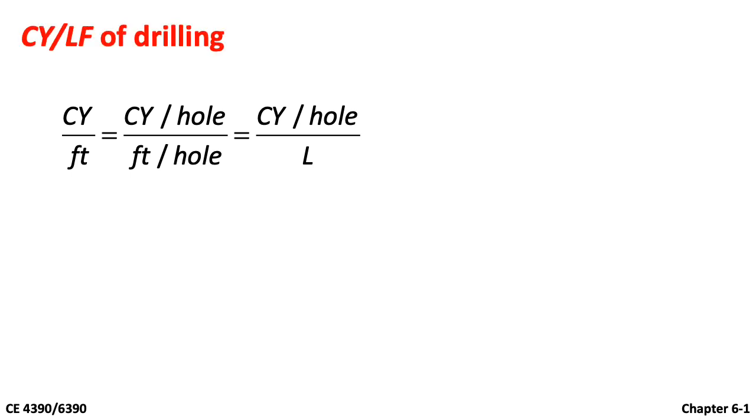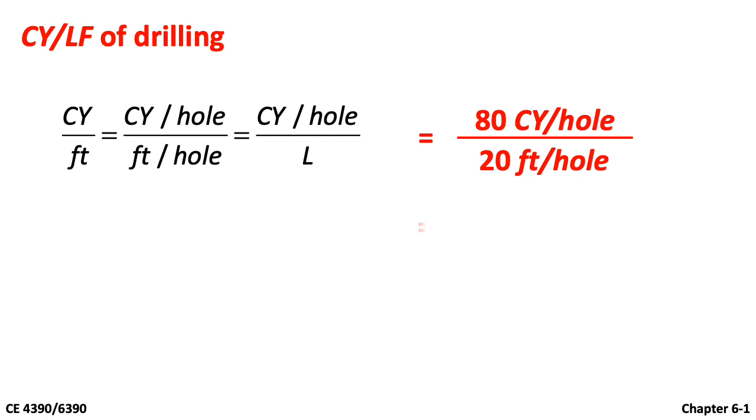To convert the production into cubic yards per linear foot of drilling, you divide the production per hole, 80 cubic yards, by the total length, 20 feet. The result is 4 cubic yards per foot.